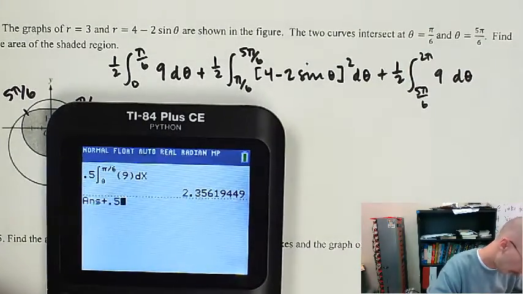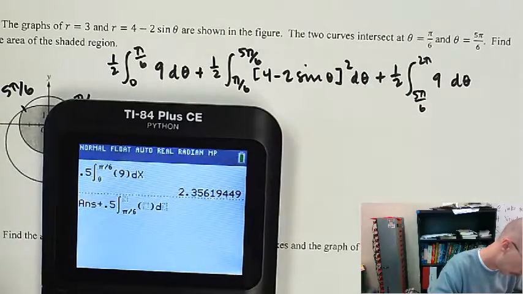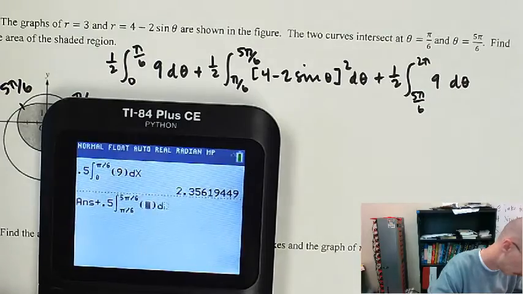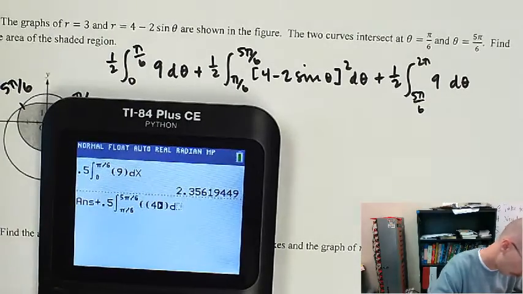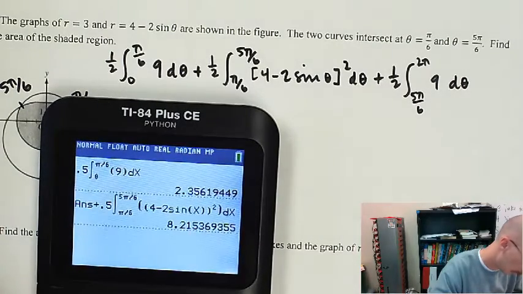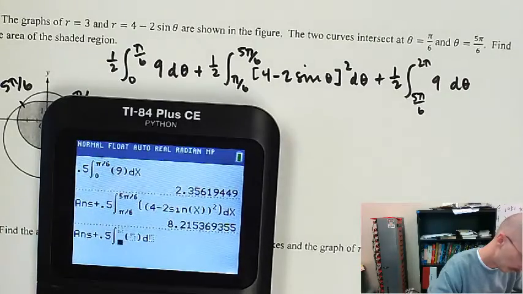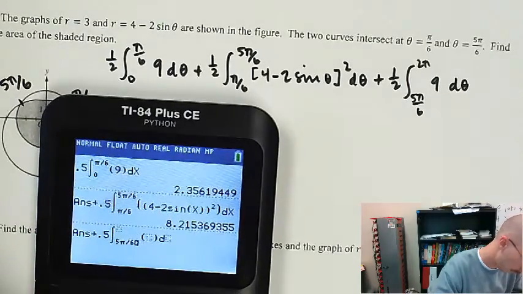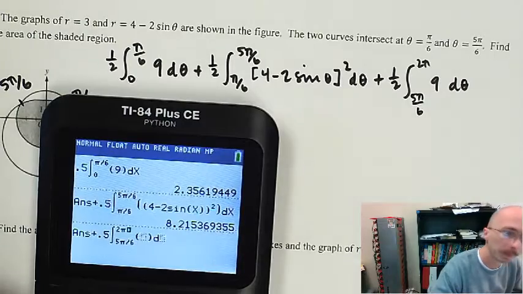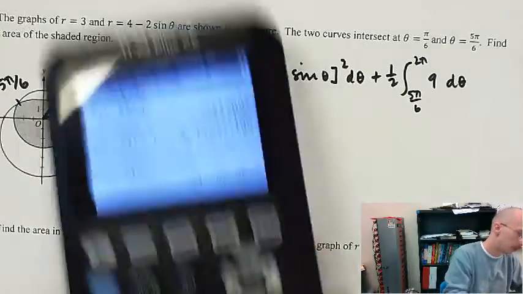Okay, plus 1/2 of the integral from pi divided by 6 up to 5 pi divided by 6. R squared would be 4 minus 2 sine x dx plus, out to 2 pi, of r squared is 9. And then we get 24.709.